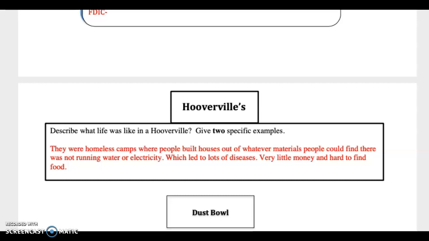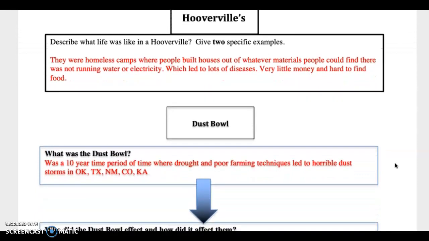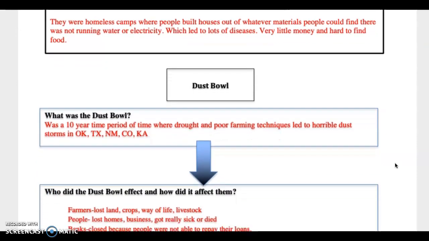And so they were named after the president at the time, President Hoover, because they blamed him for the way that their lives had turned out because of the stock market and his inability at that time to revive the economy. Another thing that was happening at the same time as the Great Depression is the Dust Bowl.